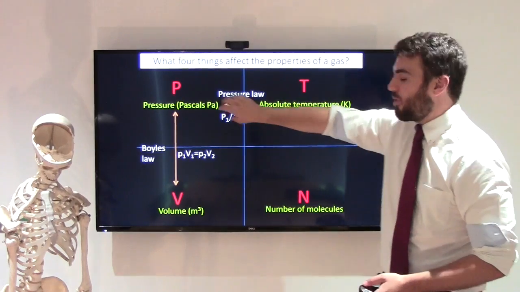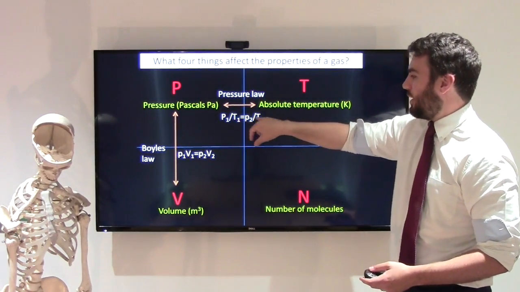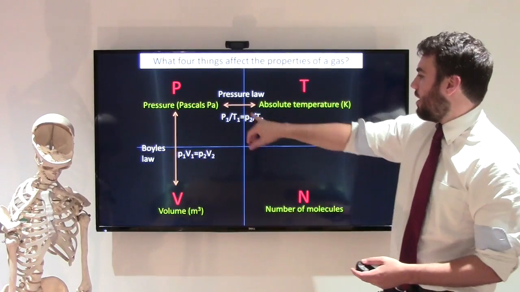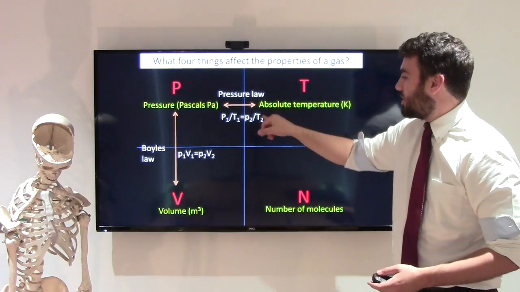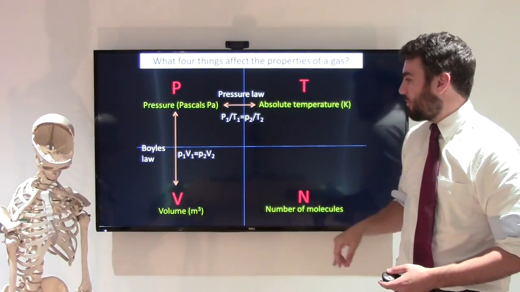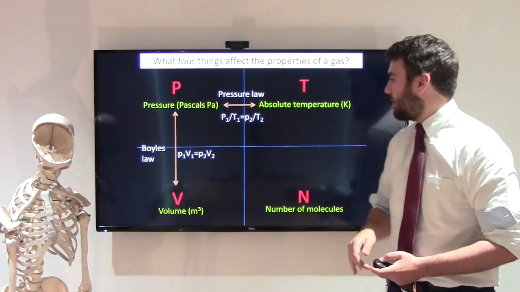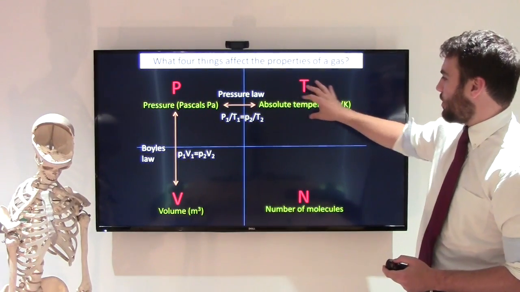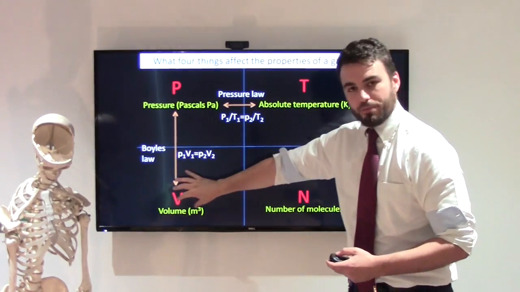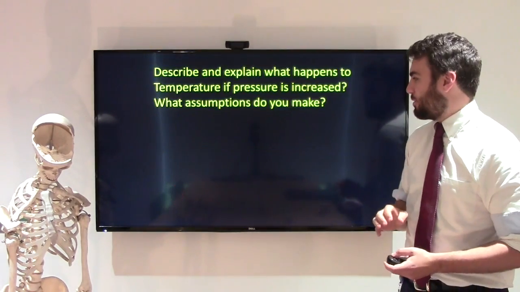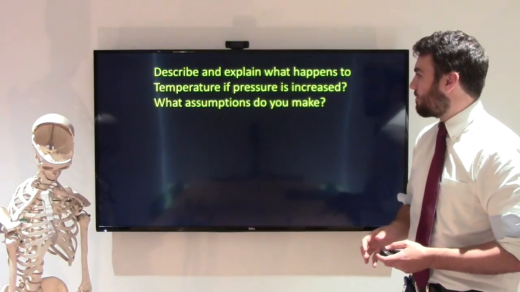What about these two? If we're relating pressure and temperature, we call that the pressure law. P1 over T1 equals P2 over T2. If I increase the pressure, the temperature goes up. If I increase the temperature, the pressure goes up. Okay? It's the opposite way around to the last one, which is why we have the divide instead of the times. Now, what are the assumptions with this one? Well, I'm changing these two, so the volume must be constant and the number of molecules must be constant. Okay? They're my laws, think of your assumptions.